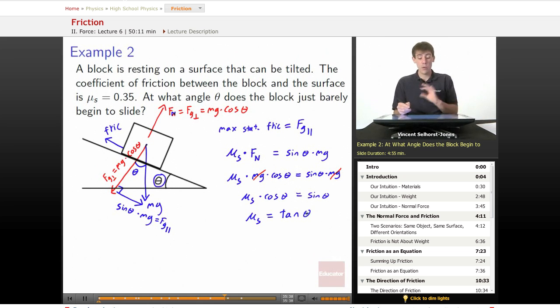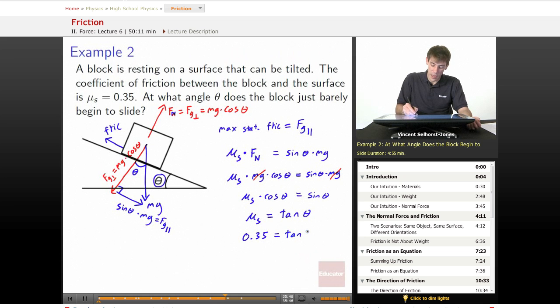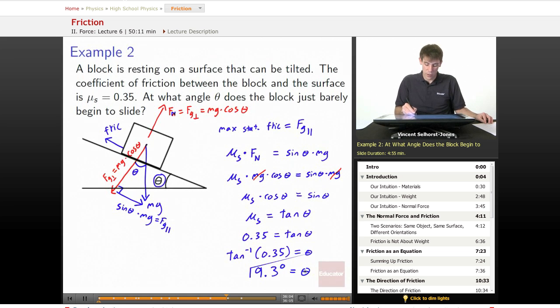So now we've done this in general. If we want to know what the angle is, we plug in our numbers. We've got 0.35 equals tan theta. So we take the arctan, the inverse tan, of that 0.35. That'll give us what our angle is. We're doing this in degrees, and we punch it into our calculator, or look at it in a table, and that'll get us 19.3 degrees is equal to theta.